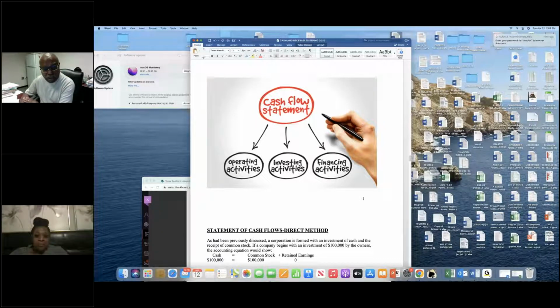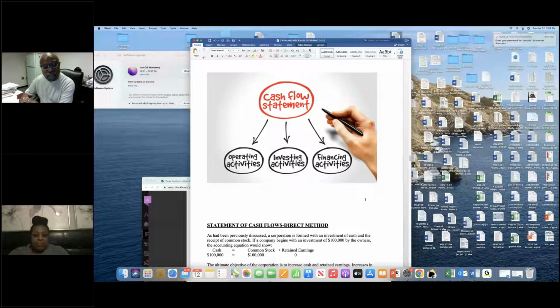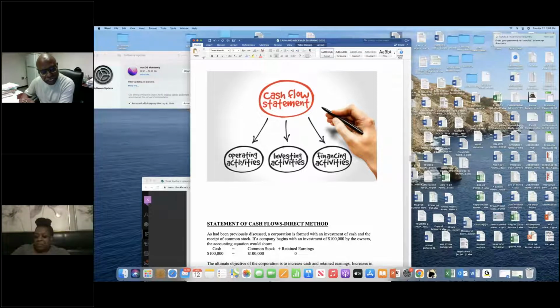Now, the statement of cash flow has 4 parts. Operating activities. These are the normal activities of a company. ExxonMobil buys gas and sells it. It has investing activities where ExxonMobil builds new refineries and pays for it.